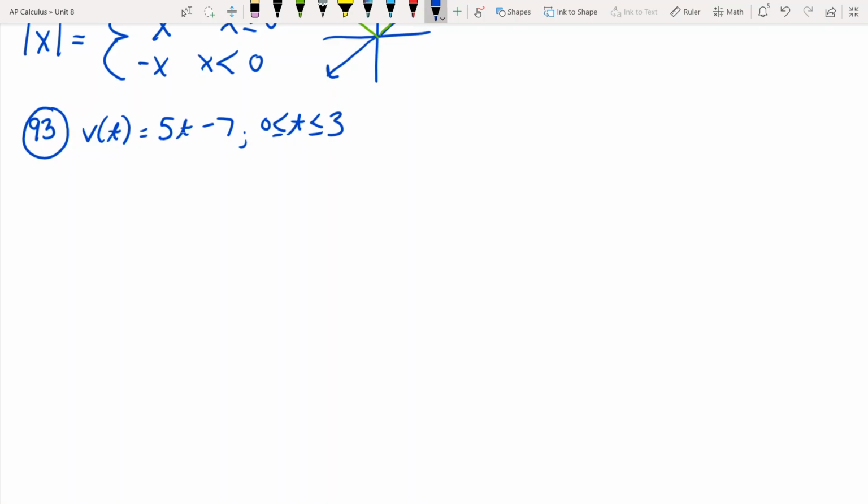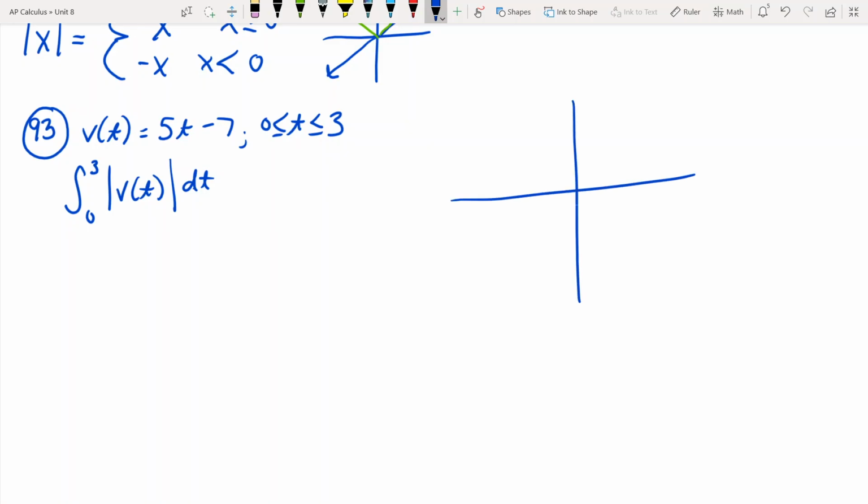In order to find total distance traveled, we need to take the integral from 0 to 3 of the absolute value of that velocity function dt. Now, what does that absolute value function look like? Let's go back to our original definition, and I'm going to start by drawing out the line 5t minus 7. If I go down 7, 1, 2, 3, 4, 5, 6, 7, and then I've got a slope of 5, my graph is going to look like this. This blue graph right now is y equals 5x minus 7.